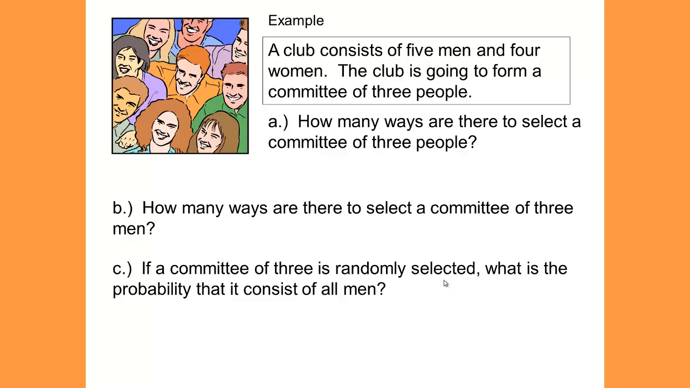A club consists of 5 men and 4 women. The club is going to form a committee of 3 people. Question A says, how many ways are there to select a committee of 3 people? B asks, how many ways are there to select a committee of 3 men? And then C asks us, if a committee of 3 is randomly selected, what's the probability that it consists of all men?